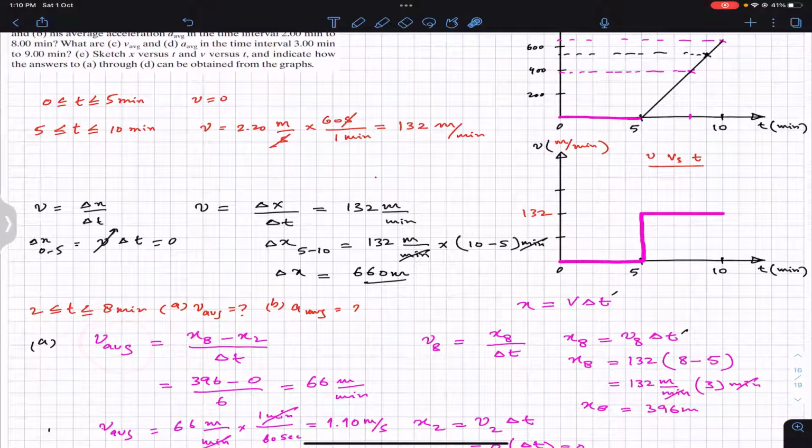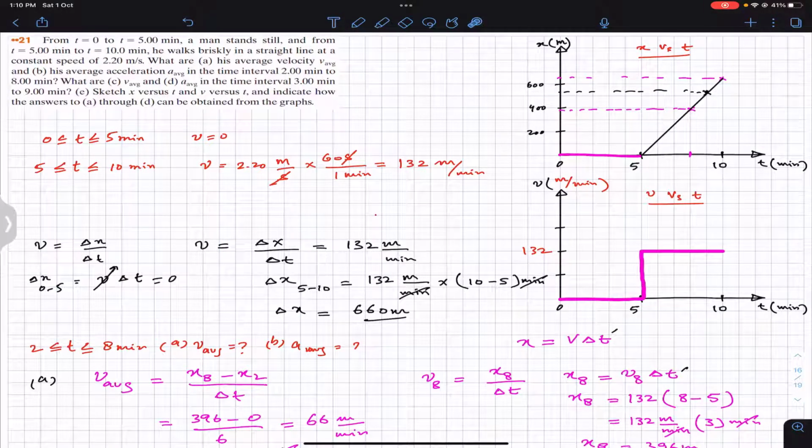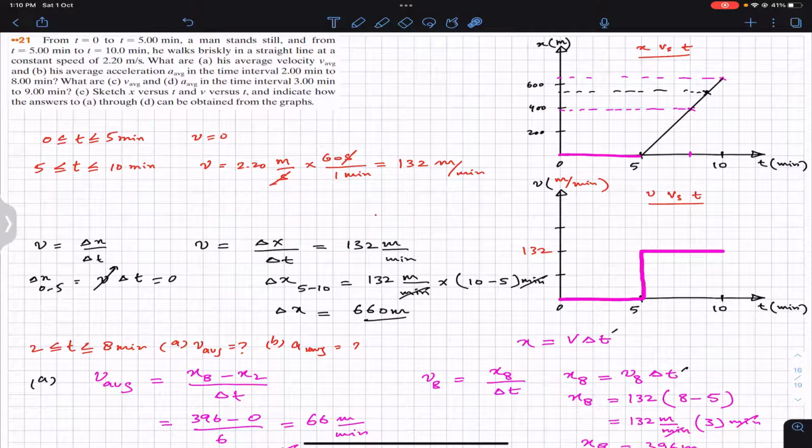find the average velocity using the graph for x versus t. So how to find it? So for that we have to locate the point at x at t equals to 2. So x at t equals to 2 is this particular point. Let me mark it. And then x at t equals to 8 minutes. So this is 8. So we have this particular point.